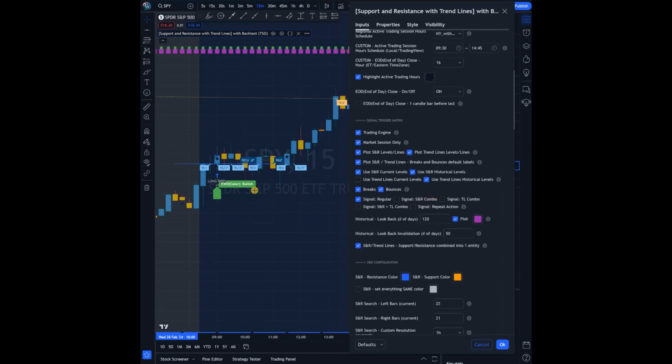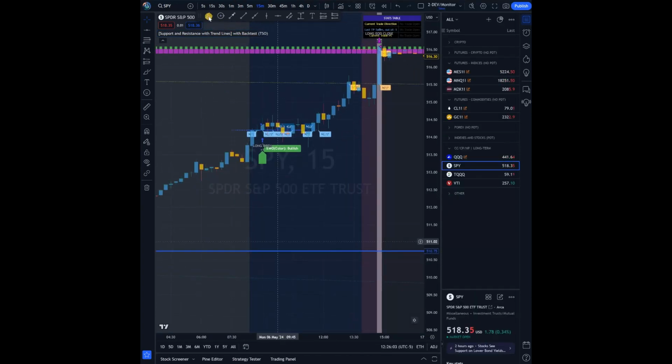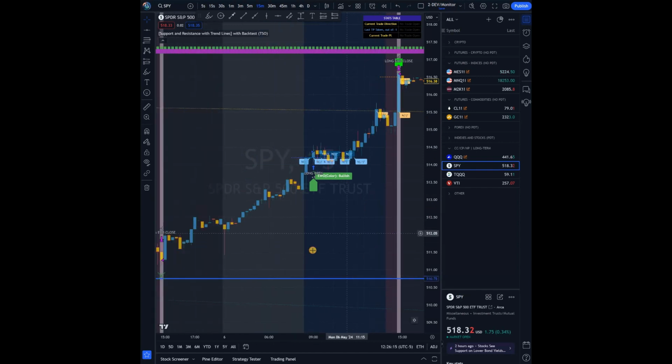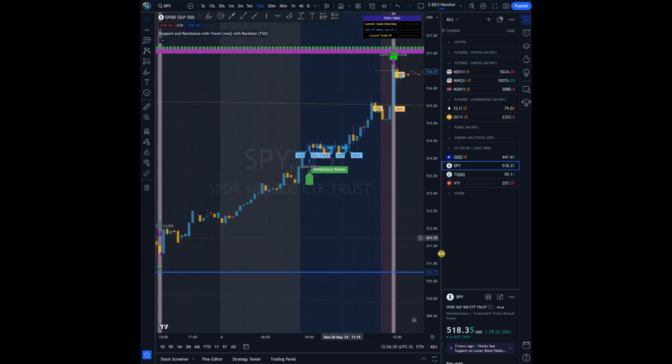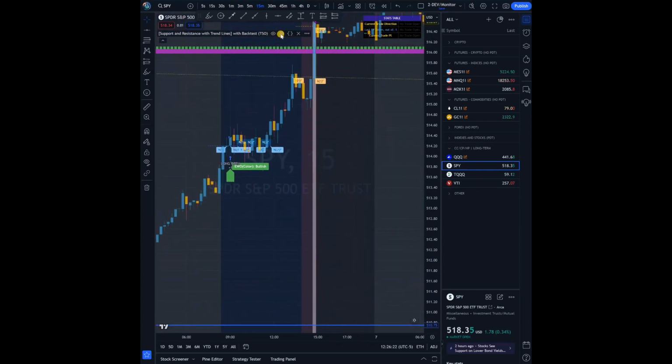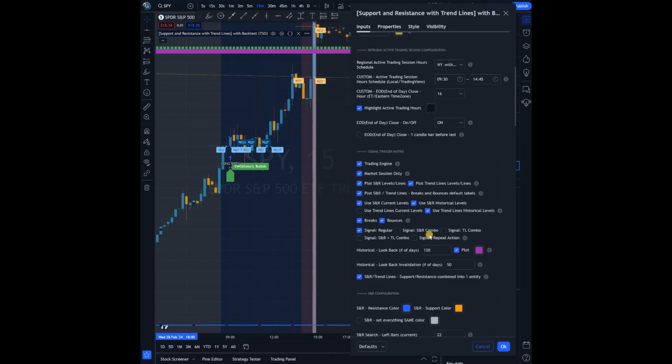Like this SNR combo will require a current level and a historical level. So technically, if there is a bar crossing this and this at the same time, it would be considered a valid signal. Right now it's a bit too precise to catch such signals, but you can play around with it. Just keep in mind this is experimental. It is working, it's just experimental.